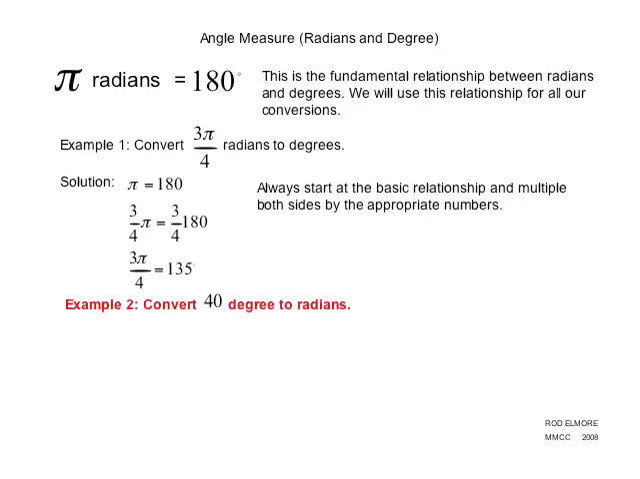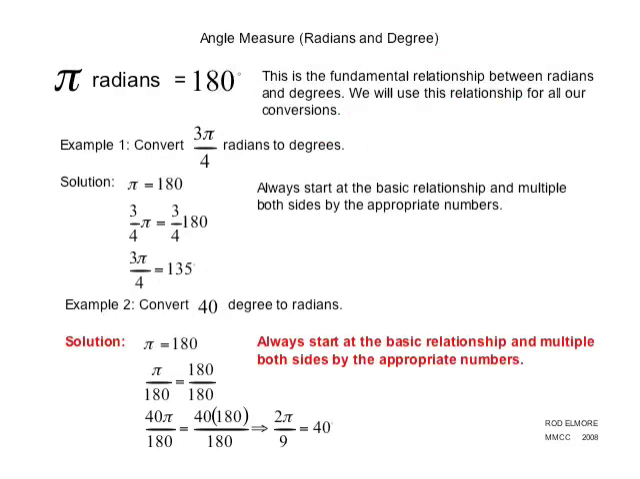Example 2. Convert 40 degrees to radians. Now we're going from degrees to radians. We still write pi equals 180. That's our basic relationship. But now we want to change the 180 into 40 and find out how many radians that's equal to. Well, the easiest way is just divide both sides by 180.